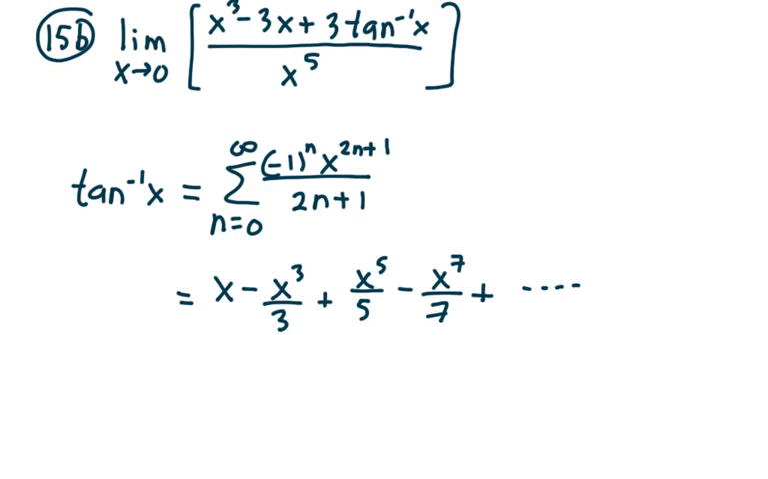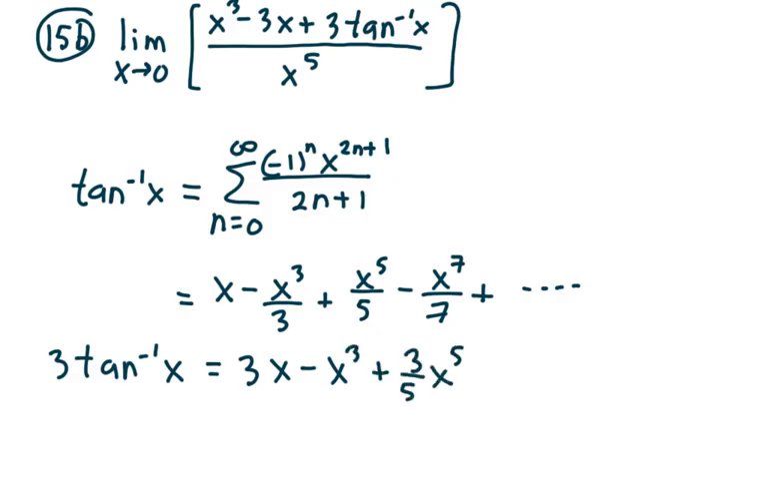So now what I need is 3 times arctangent x. So 3 arctangent x. Now I'm going to take every term and multiply by 3. So I get 3x minus x cubed plus 3/5 x to the 5th minus 3/7 x to the 7th, right? Plus 3/9 x to the 9th when we keep the pattern, right? And then we subtract and keep subtracting.